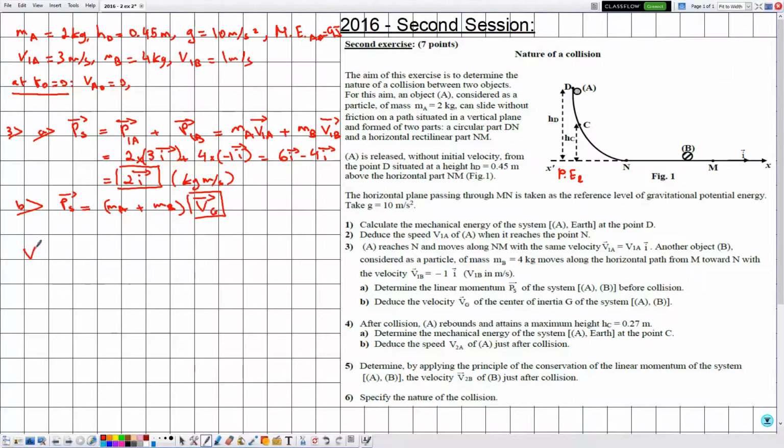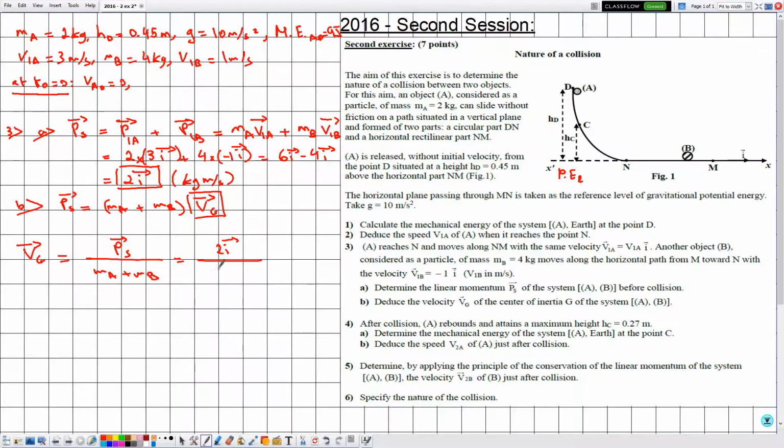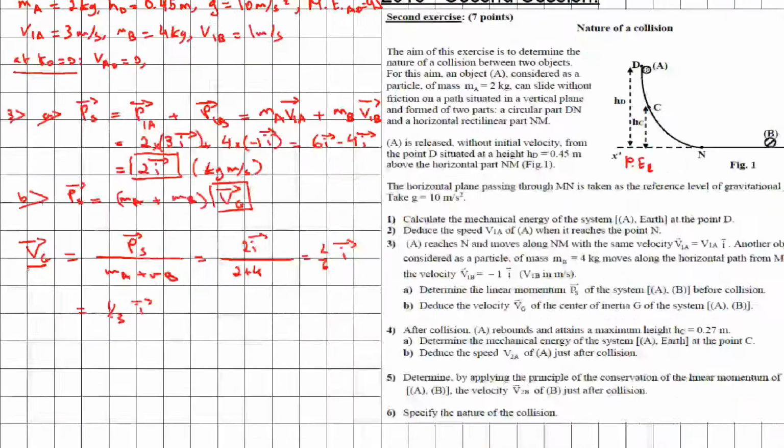So in this case, Vg is equal to PS divided by the mass of both objects combined. Now PS is given by 2 multiplied by the unit vector i, and the mass of the first object is 2 and the second is 4. So here we have 2 divided by 2 plus 4, which is equal to 2 divided by 6 multiplied by the unit vector i, which is equal to 1 over 3 multiplied by the unit vector i, and because everything is expressed in the SI, this will be in meters per second.